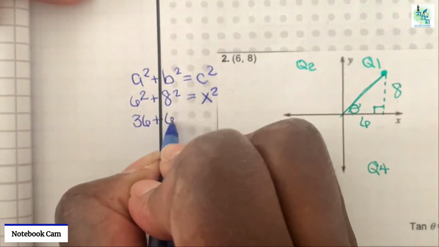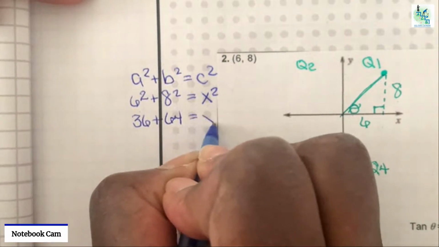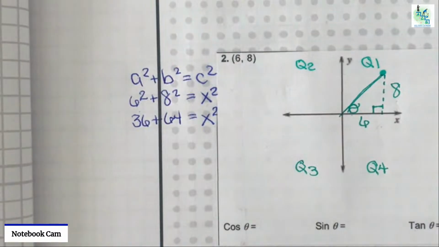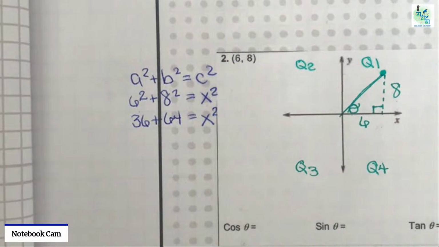8 squared gives us 64. And we're going to add that up so we can get our next part. So that should be 100.